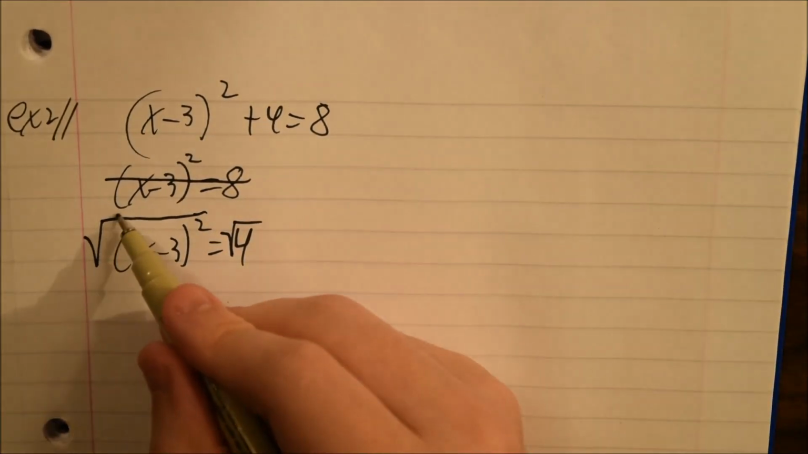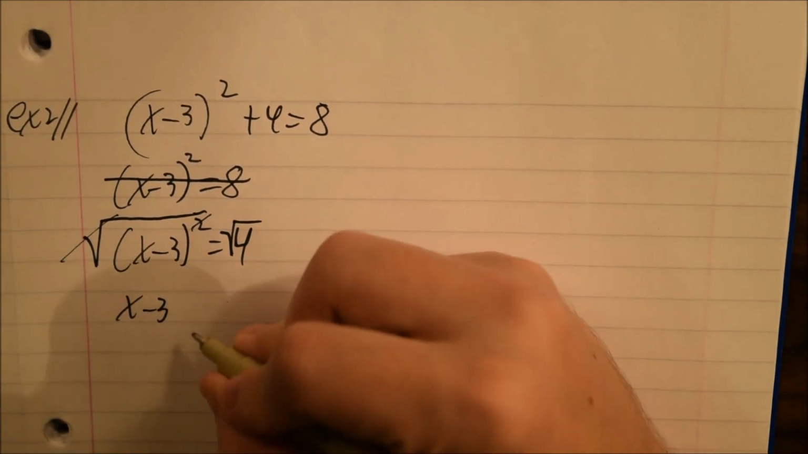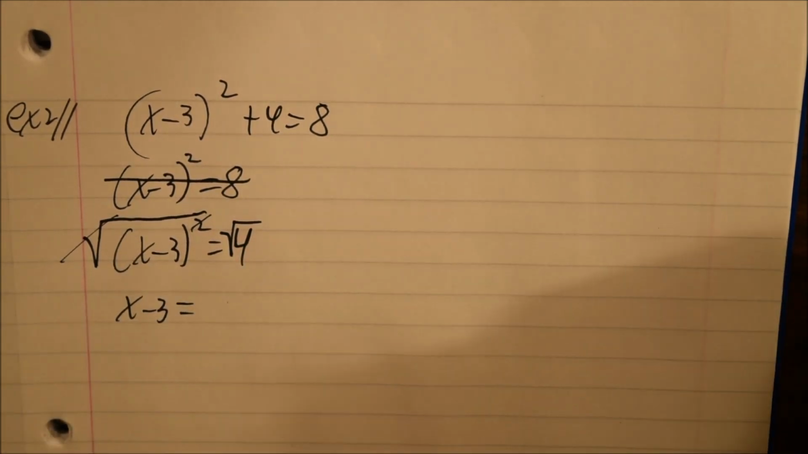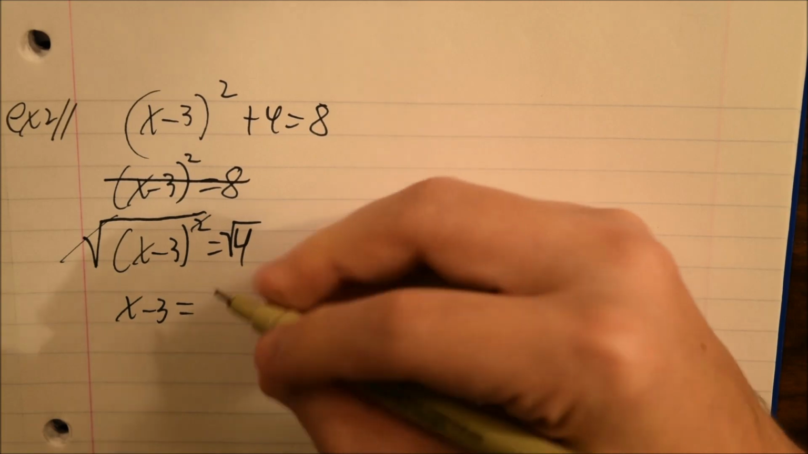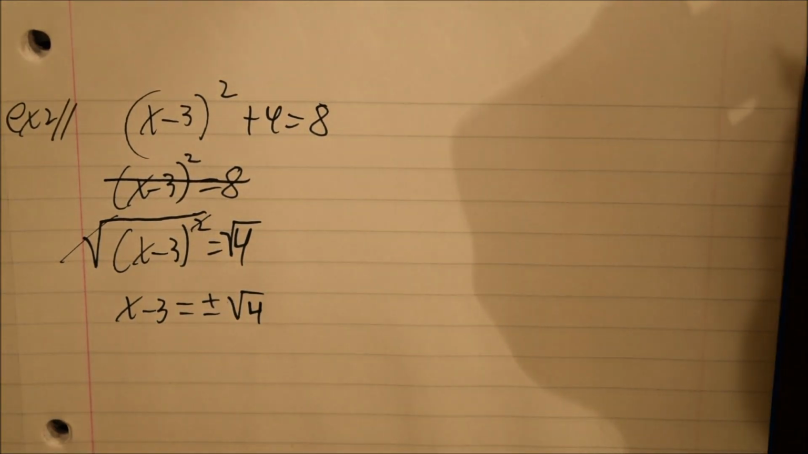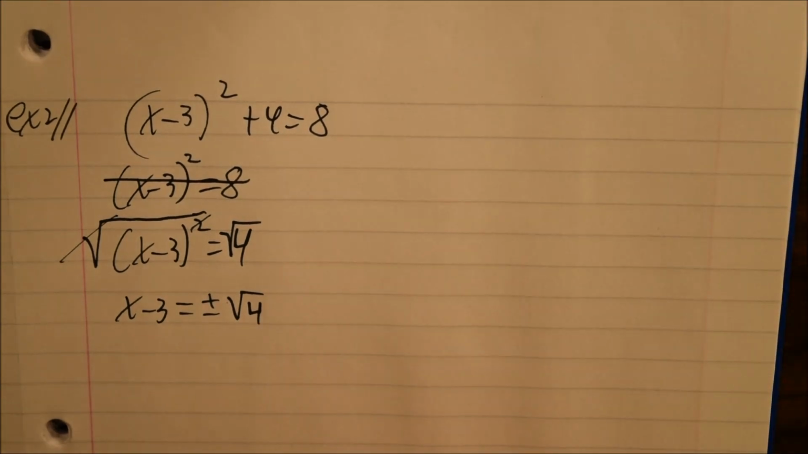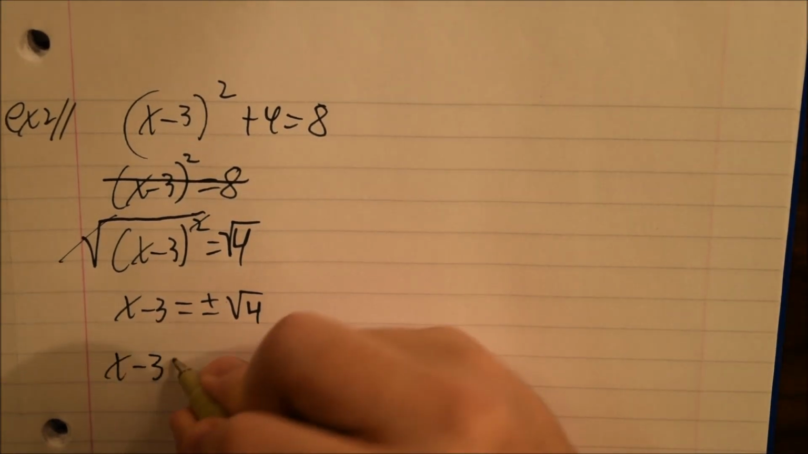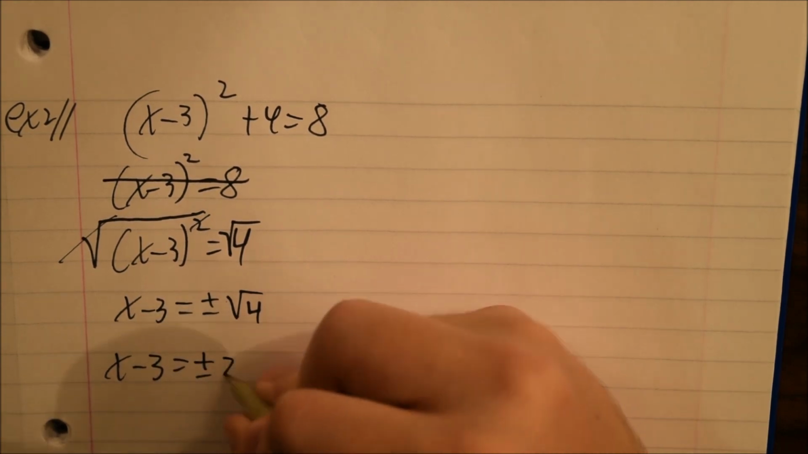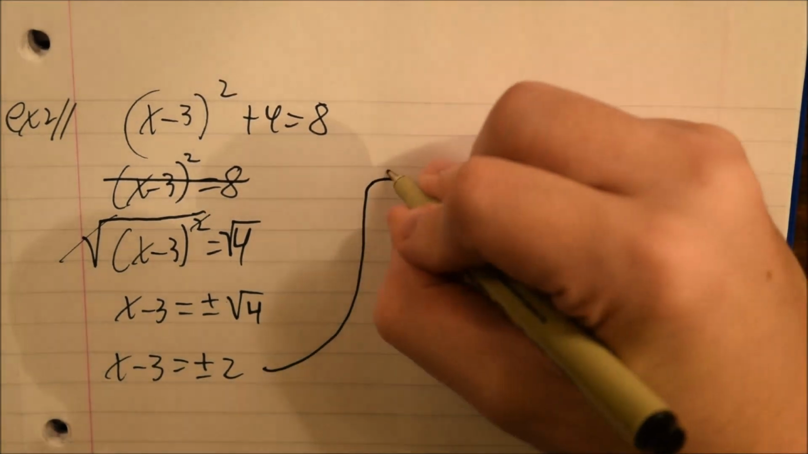Right, and the square root and the square cancel out on the left side, and that leaves me with x minus 3 equals. Now when I take the square root on the right hand side, I have to have a plus or minus. And the square root of 4 is equal to 2, so I'm going to go down to this next line and say this is plus or minus 2. Now I'm going to bring it back up.